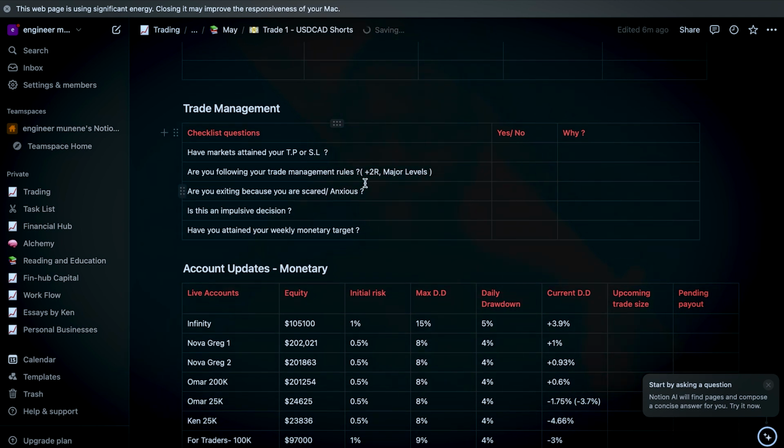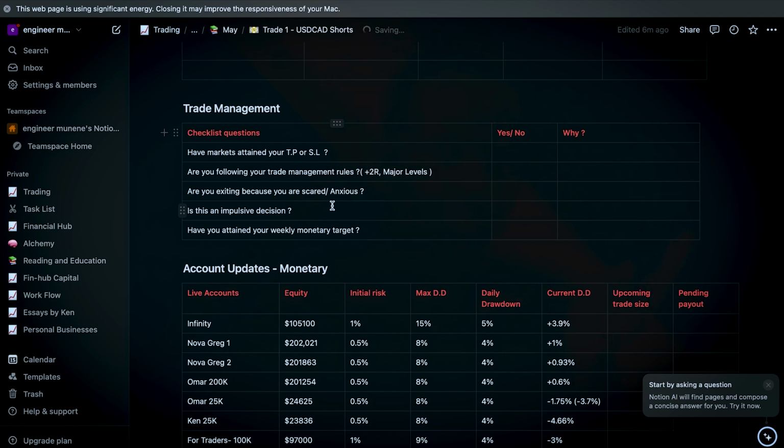Then I have trade management. So I have rules or checklists for me to manage trades. Have they attained my TP or stop loss? If yes, yes. If no, why? Are you following your trading management rules? So I have rules for managing my trades, which means if I've doubled the risk that I initially took, I'm allowed to get out. If markets are trading at significant levels and I'm spotting the probability of reversals, I'm allowed to get out.